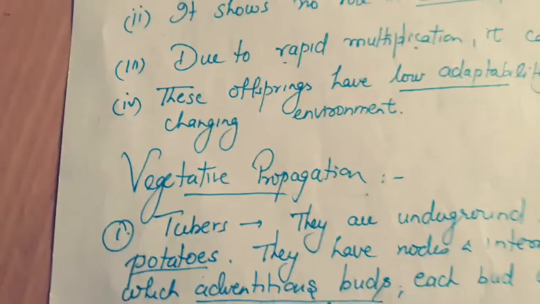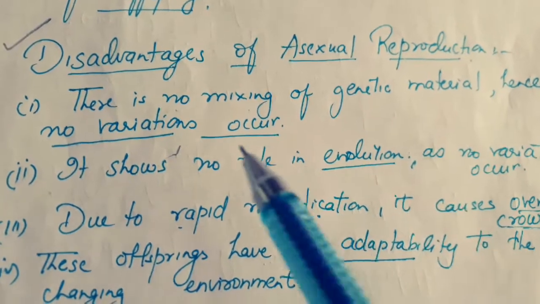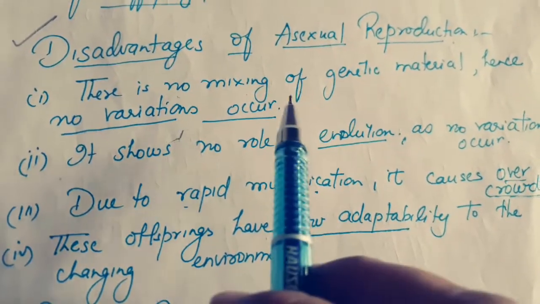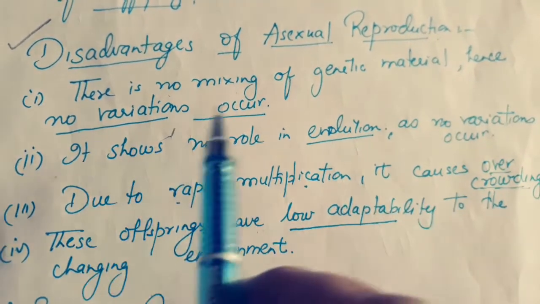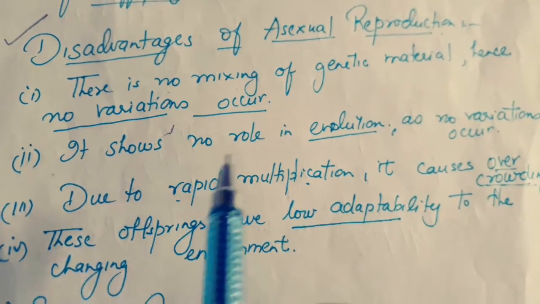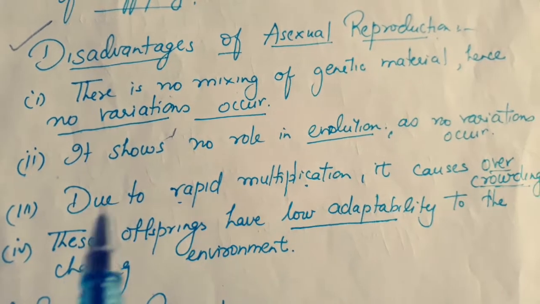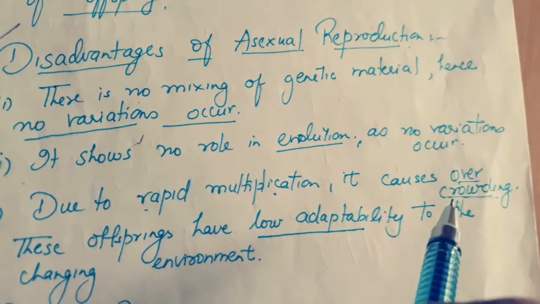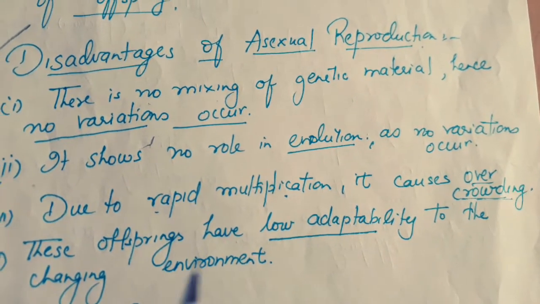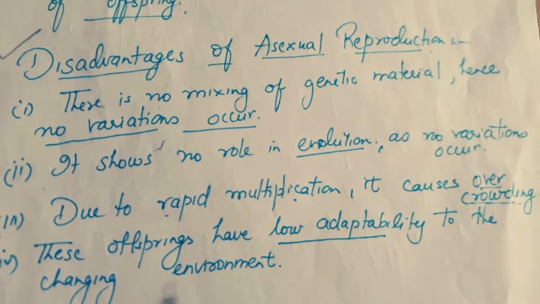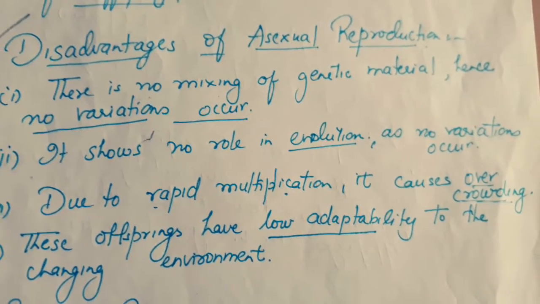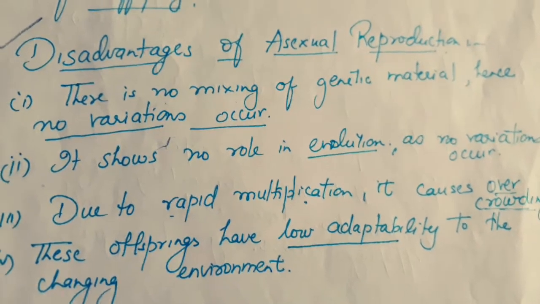There are certain disadvantages also. Now what are the disadvantages of asexual reproduction? There is no mixing of genetic material, hence no variation will occur. It shows no role in evolution, okay, and rapid multiplication. Due to rapid multiplication, it causes overcrowding. These offsprings have low ability to change according to environment, hence their chance of survival is also comparatively very less. I hope this is clear, children.